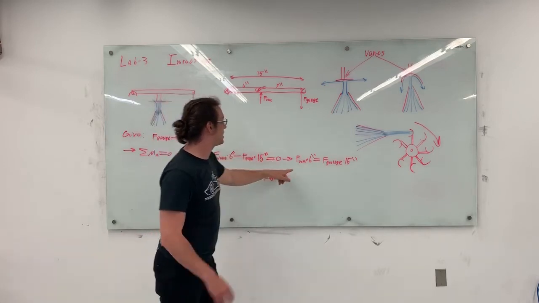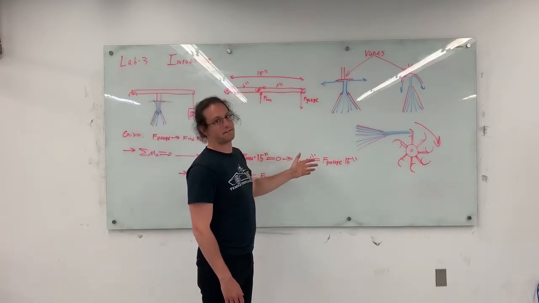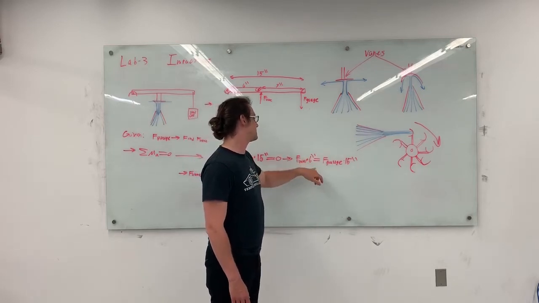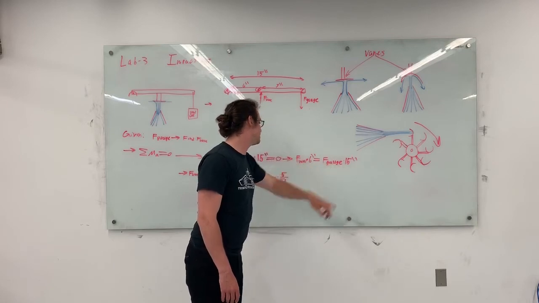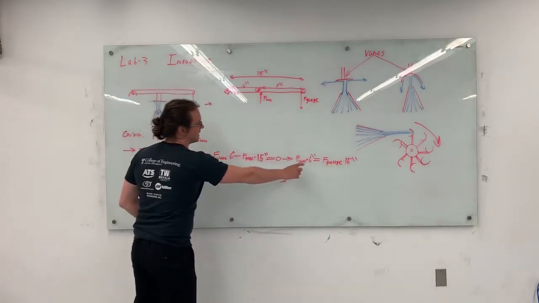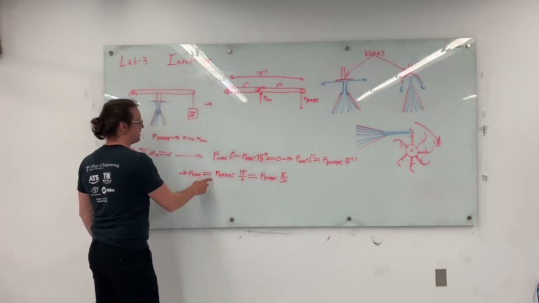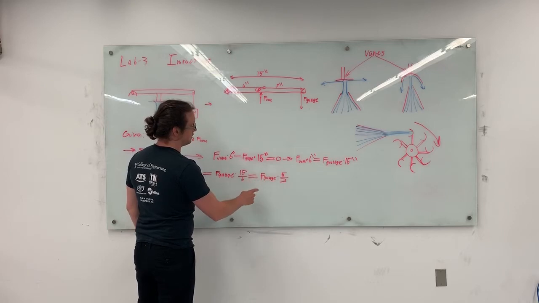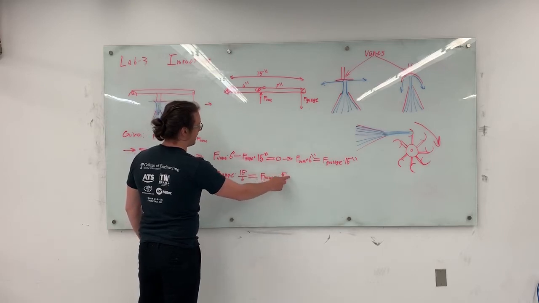Okay, we rearrange the equation to put F vane and F gauge on opposite sides of the equal sign. So you have F vane times 6 equals F gauge times 15 inches, okay? Then you divide by 6 on each side. So F vane equals F gauge times 15 over 6, which reduces to F gauge times 5 over 2.